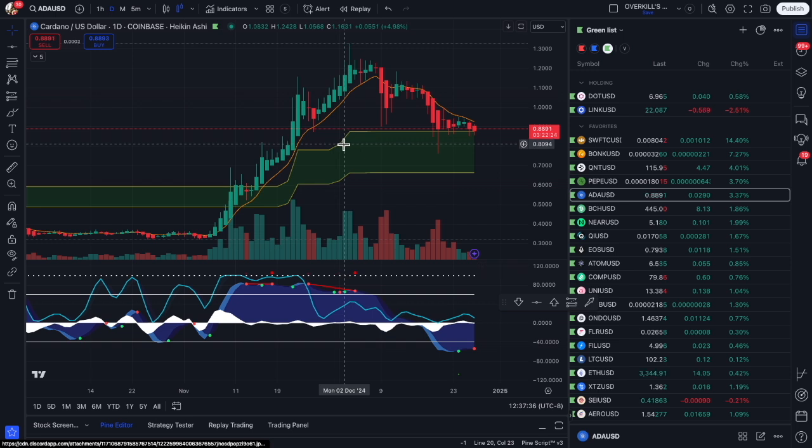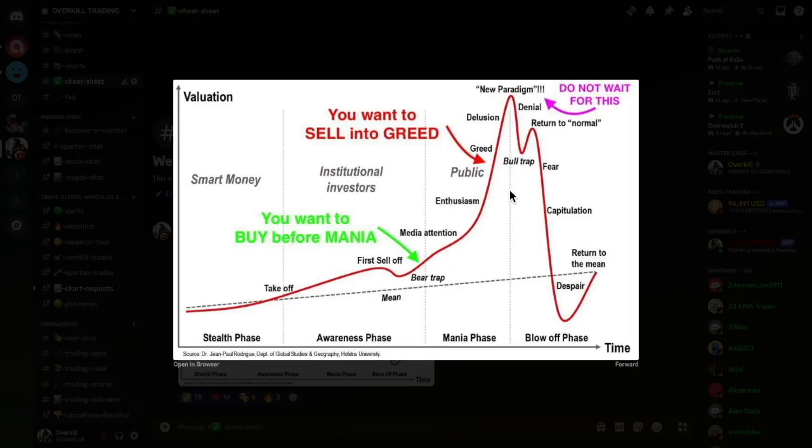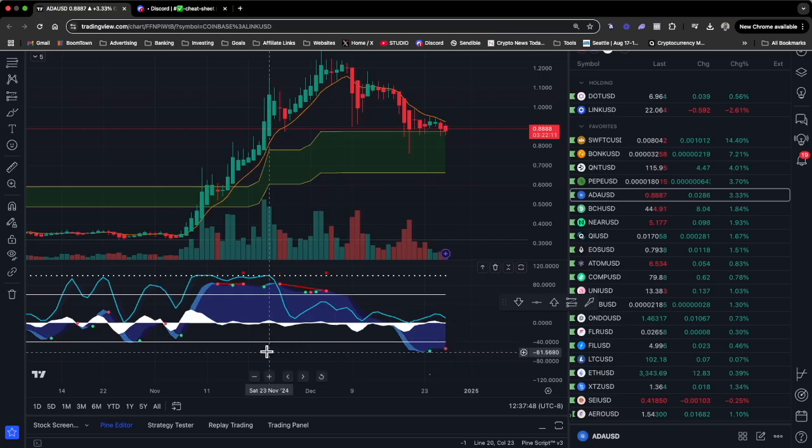No one can ever time the exact top. Our goal is to get out near the top and get in near the bottom. How do we do that? We simply just look at this. We identify what the psychology of the market is, and we use our trading indicator, guys.